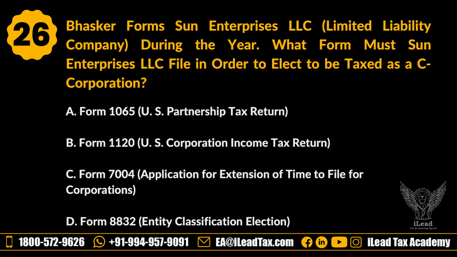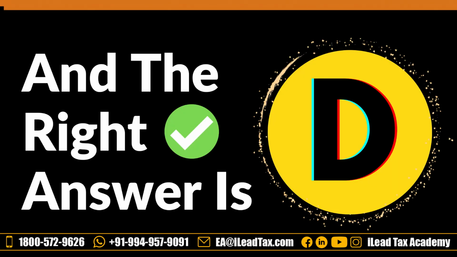Let's see the options. Option A, Form 1065 US Partnership Tax Return. B, Form 1120 US Corporation Income Tax Return. Option C, Form 7004 Application for Extension of Time to File for Corporations. Option D, Form 8832 Entity Classification Election. Let's see the answer. The answer is D. Let's see why it is D.